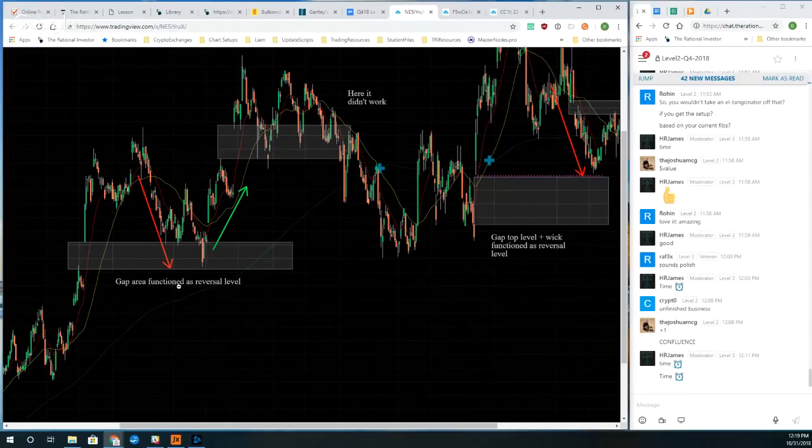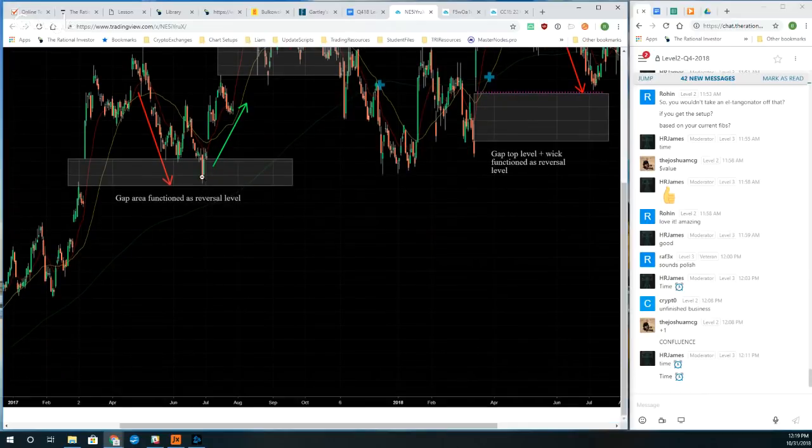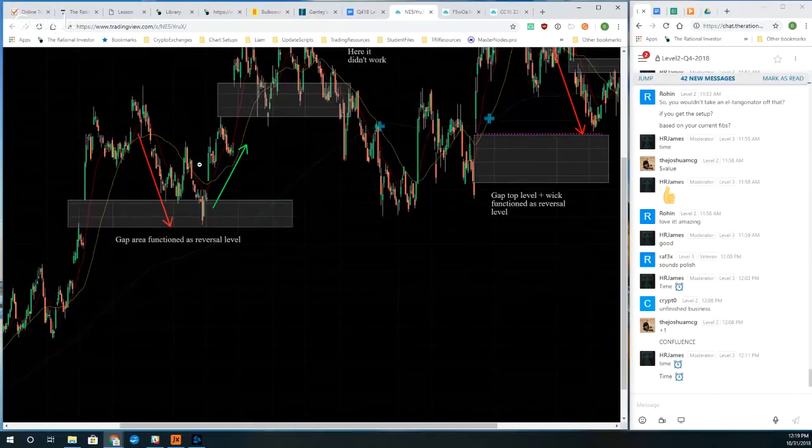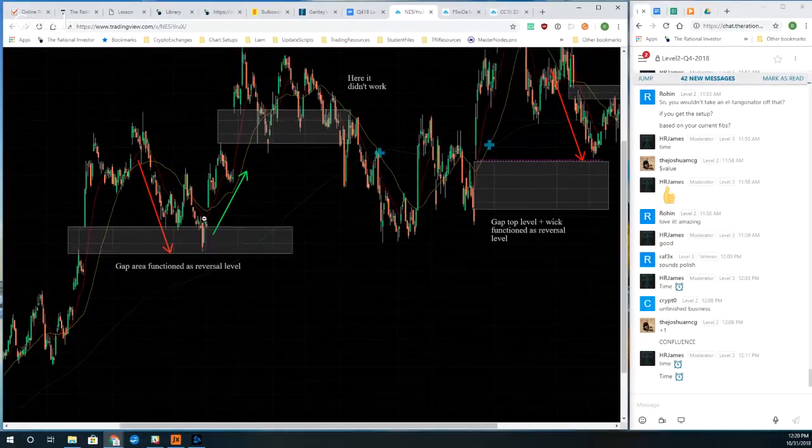Gap area functioned as reversal level. Yeah, we talked about that recently, where you could have drawn your fib off of this gap level and just hunted for reload zones through here and see if you get any bullish reversals. If you looked at your indicators and you saw divergence developing through here, does it make sense to be hunting for reversals? Okay, if I look at this, that's very difficult for me to justify taking a trade there.